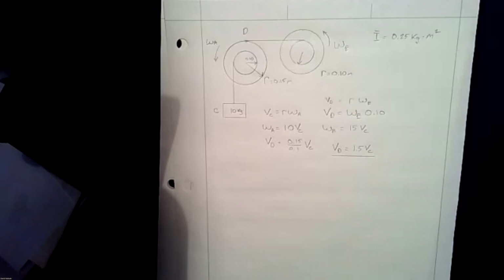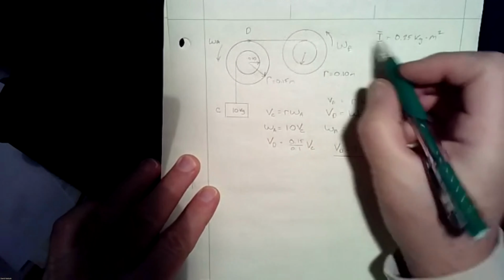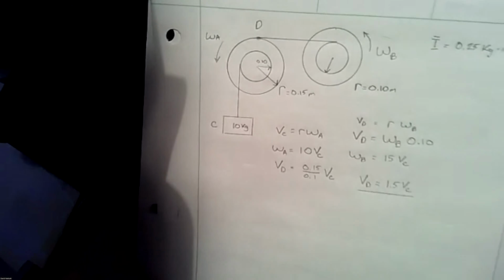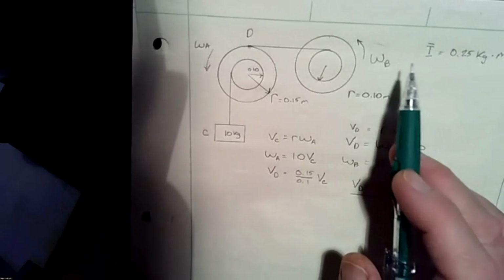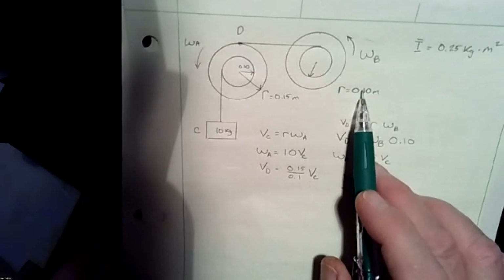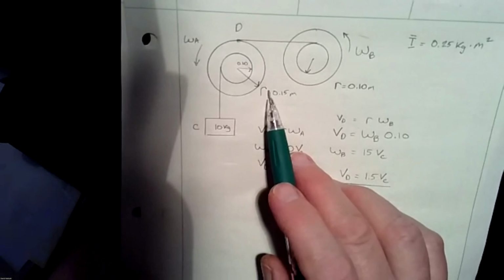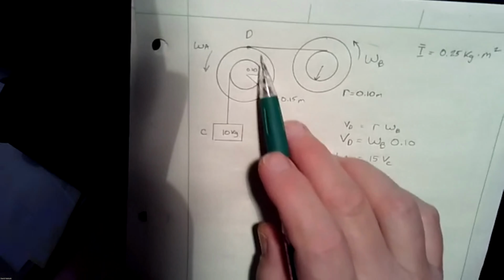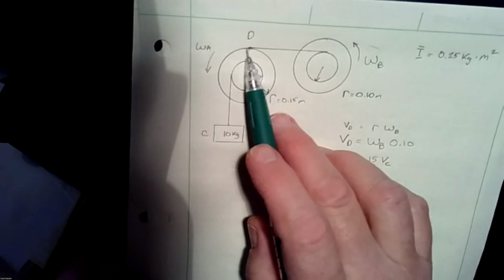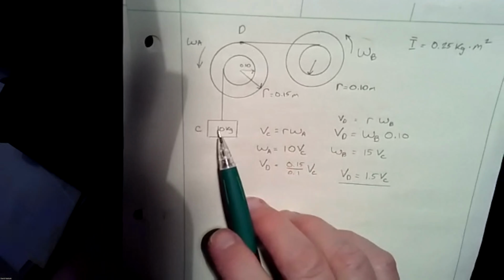So there's my drawing. So we notice that this is B. Sorry if the light doesn't show up really well. So there we go. So we have omega A, omega B. This cord here is connected to the inner pulley here at the radius of 0.1. And then D out here is at the outer radius, which is 0.15. So I've put point D there because however fast point D moves is related to how fast C moves.